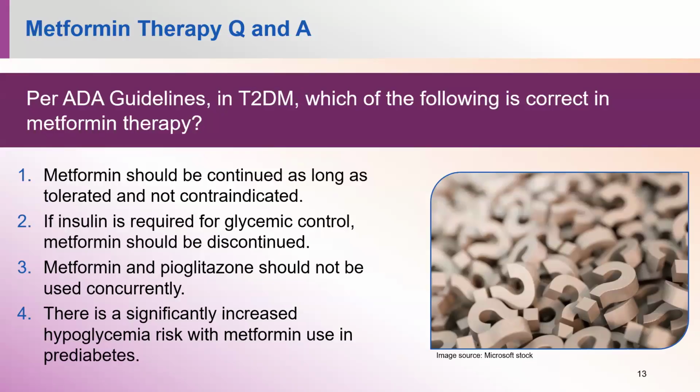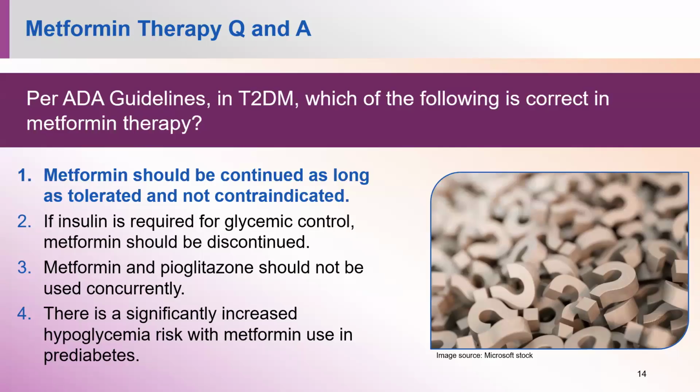Two, if insulin is required for glycemic control, metformin should be discontinued. Three, metformin and pioglitazone should not be used concurrently. Four, there's a significantly increased hypoglycemia risk with metformin use and prediabetes. So which one's correct here? The only one that's correct here is number one. And the most common reason to discontinue metformin is that low GFR.